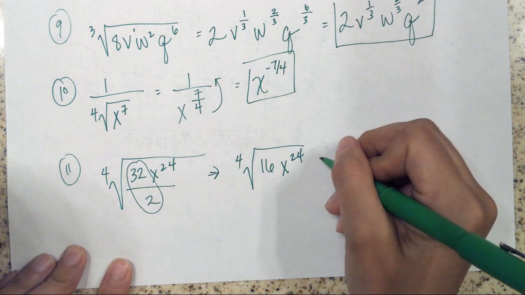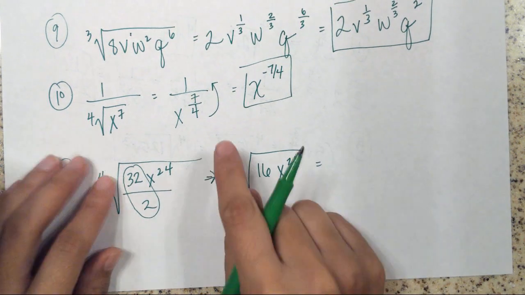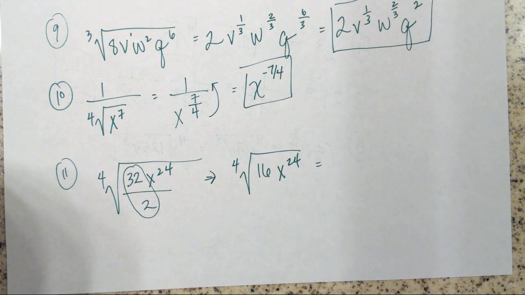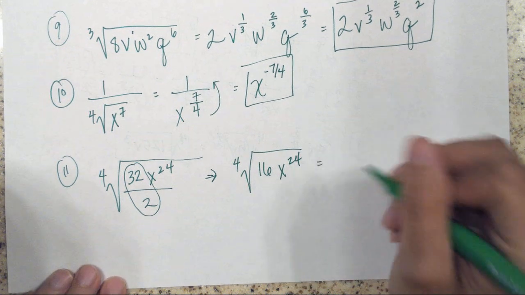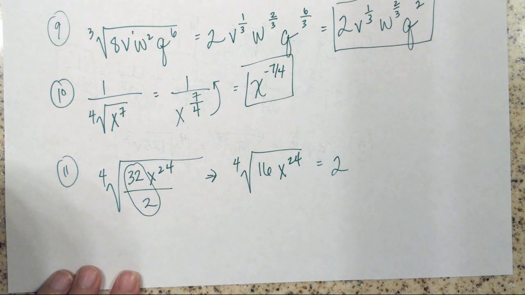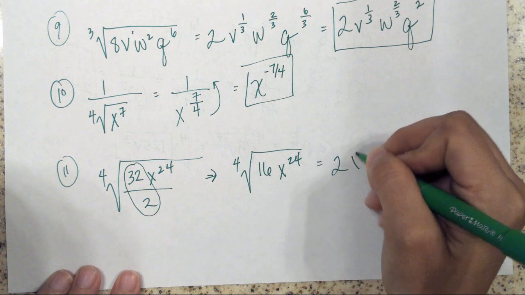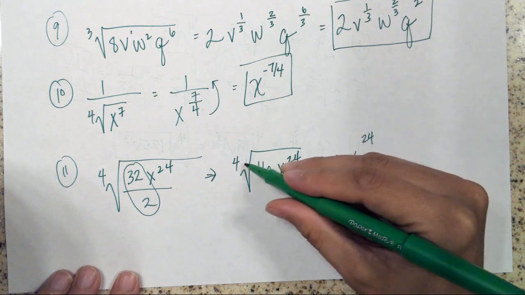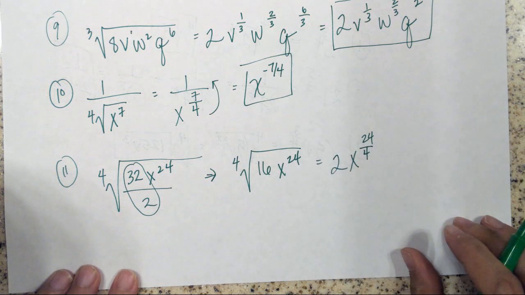Alright, so now I'm going to look at my chart and I'm going to ask myself, what is the 4th root of 16? What times what is 16? So the answer is 2. Because 2 to the 4th is 16 straight from your chart. And then now I have x. Your friend is the 24. And then who you kicked out is the 4.